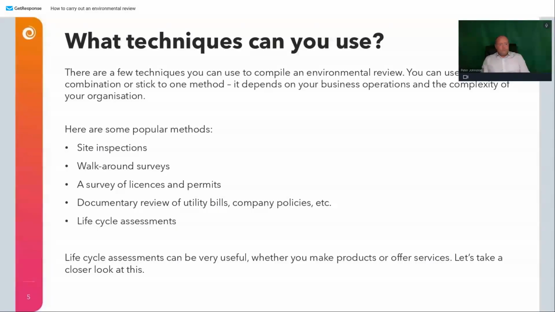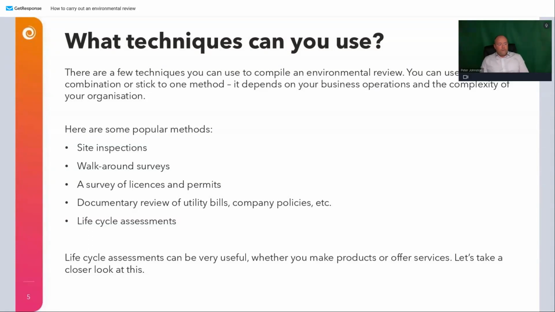So what techniques can you use? Personally, I've put here some of the most popular. The first two have always been where I would start. So a site inspection or a walk-around survey is normally where I would start when I'm doing an environmental review. It's amazing how many things you spot when you walk around that you wouldn't have done if you sat in a boardroom. I've sat in boardrooms with many a group of directors or shareholders and asked them for their environmental aspects and how do they currently affect the environment. And they'll name 4 or 5. You walk around and you'll spot loads more.